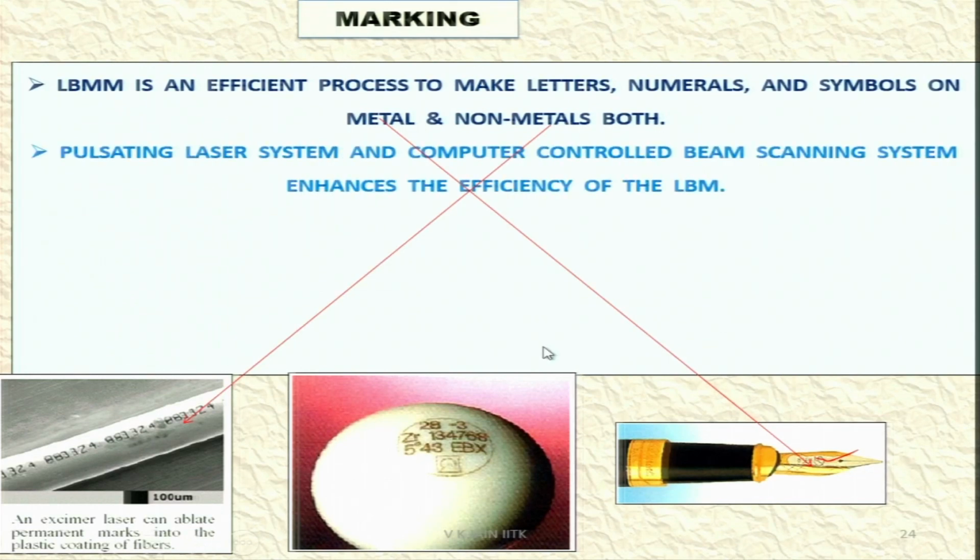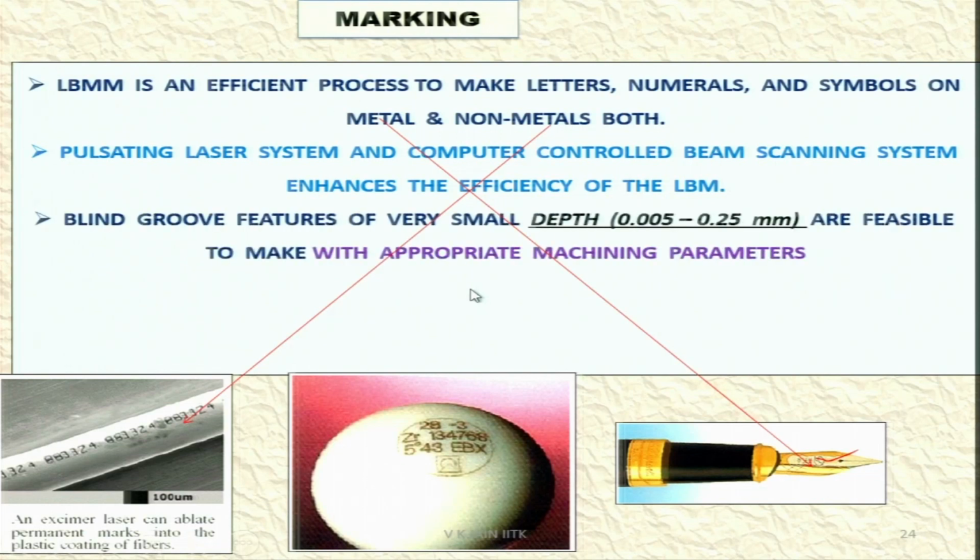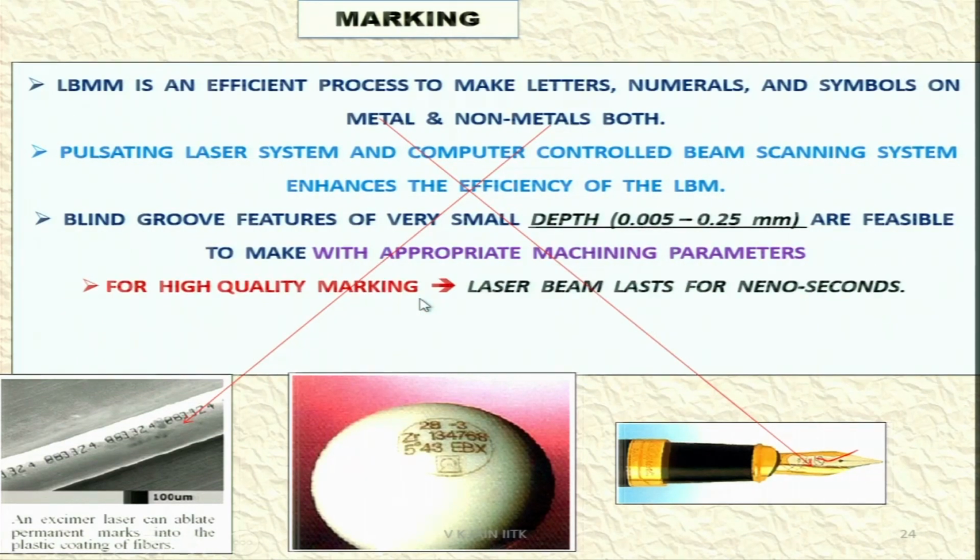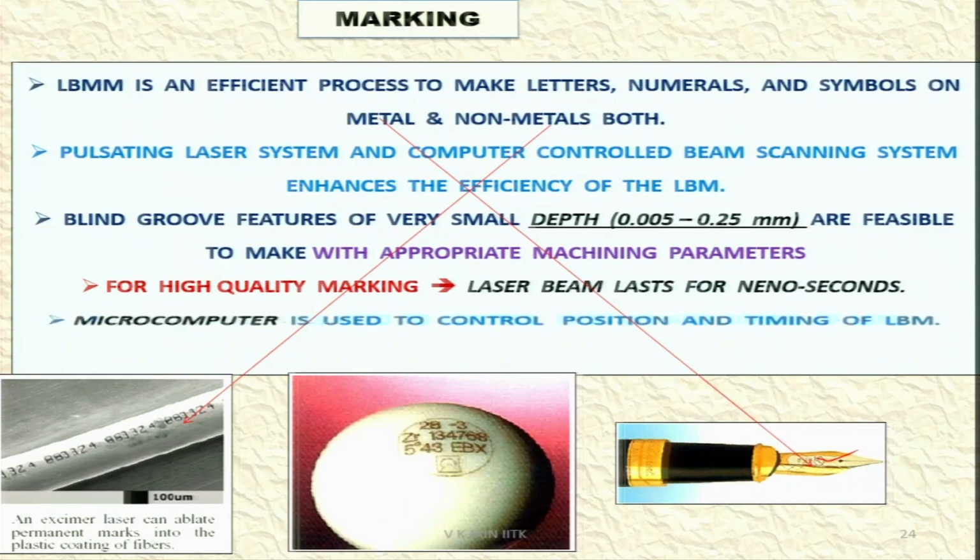A pulsating laser system and a computer controlled beam scanning system enhance the efficiency of LBM. Blind groove features of very small depth, 5 micron to 250 micron, are feasible to make with appropriate machining parameters. For high quality marking, the laser beam lasts for nanoseconds, not microseconds, nanoseconds.